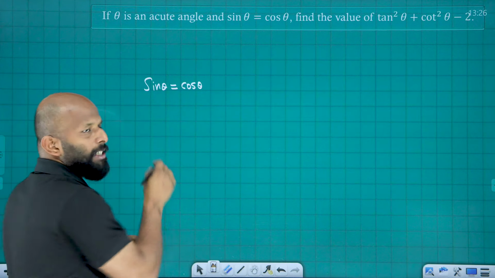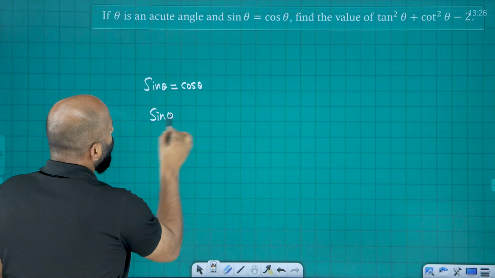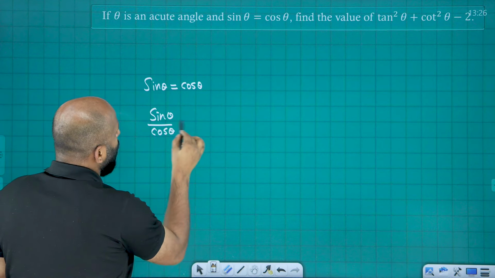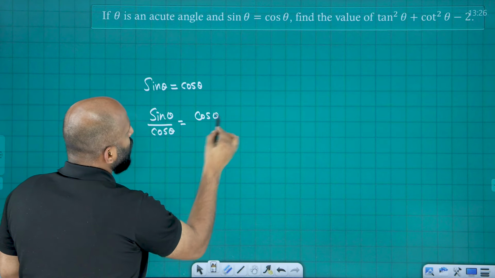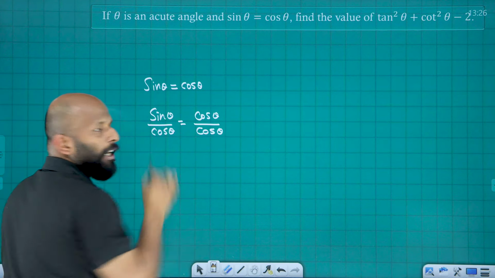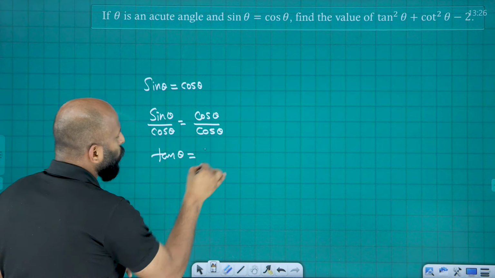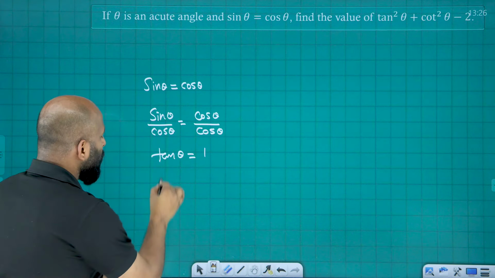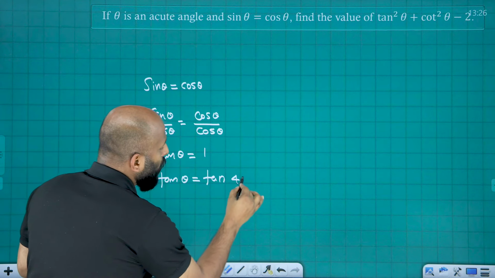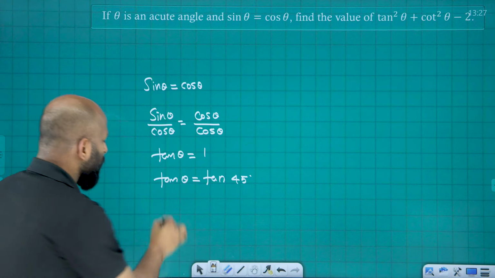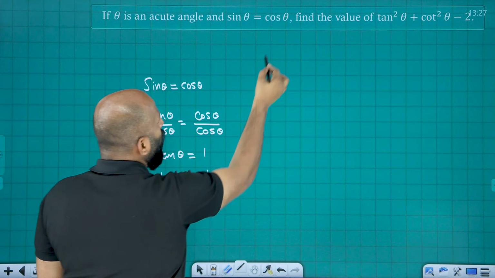So here you can write theta is equal to 45, or we can find it this way: on both sides we can divide by cos theta, where sin theta is equal to cos theta. Both sides I am dividing by cos theta, cos theta divided by cos theta. So sin theta by cos theta is tan theta, which is equal to 1. At which angle does tan give 1? Tan theta is equal to tan 45 degree. Therefore theta is equal to 45 degree.